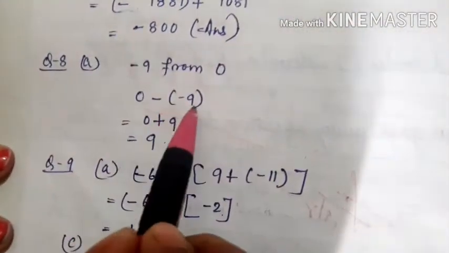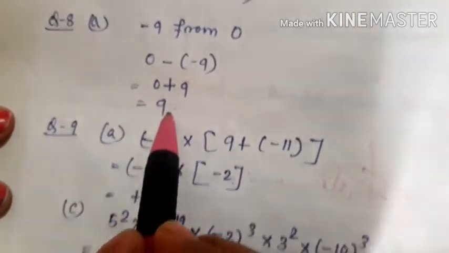Then question number 8. Subtract. Subtract minus 9 from 0. That is 0 minus of minus 9, 0 plus 9, which is equal to 9.